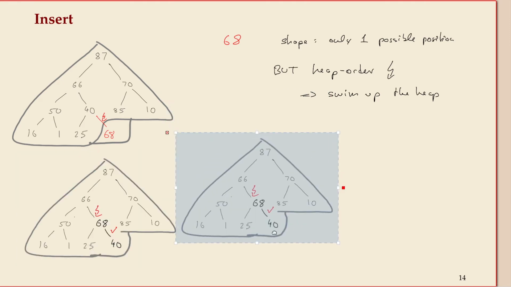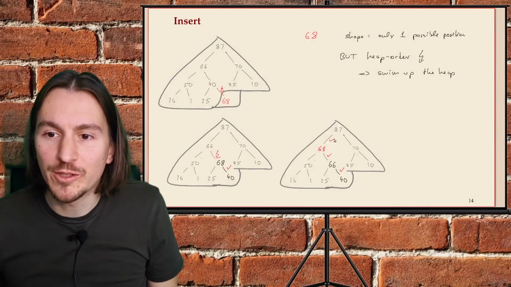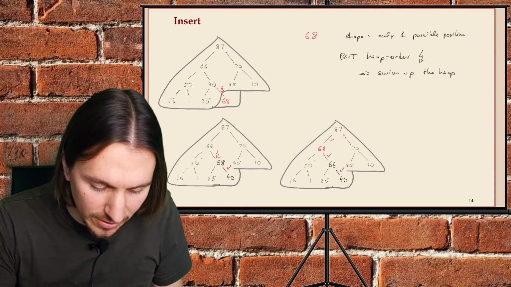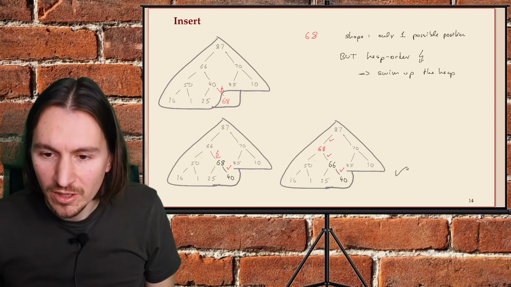One more copy of the tree. And swap those two. So we have 68 here and the 66 from before. And now this is also fine, and this is fine. So at that point, we have reestablished the heap invariant, and we're good. This is a valid heap again, and we've inserted this new item.